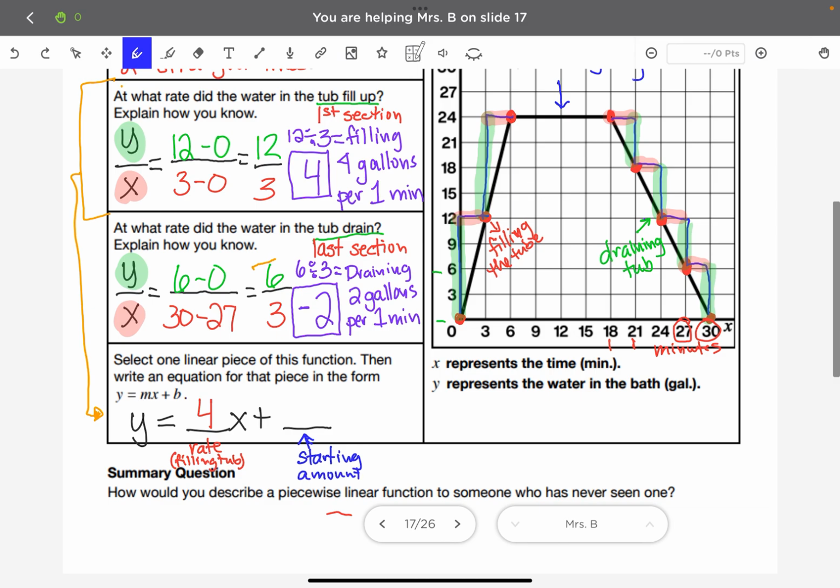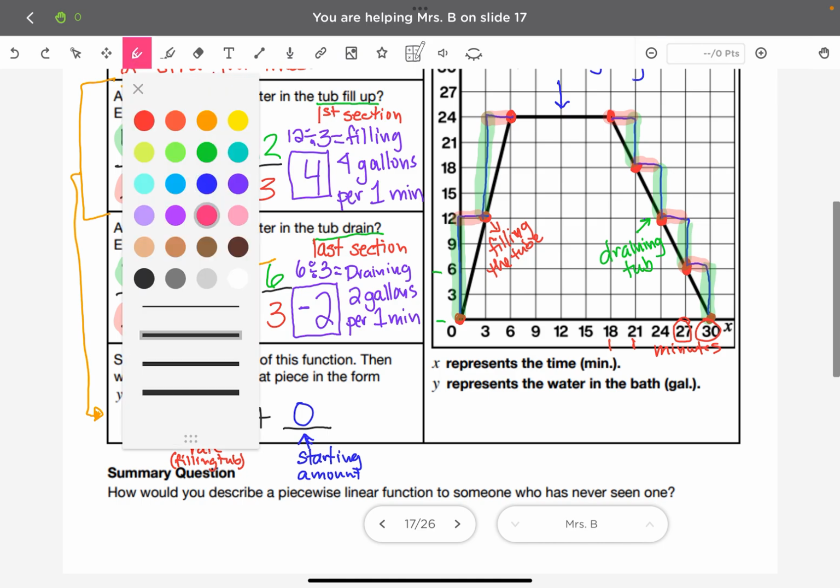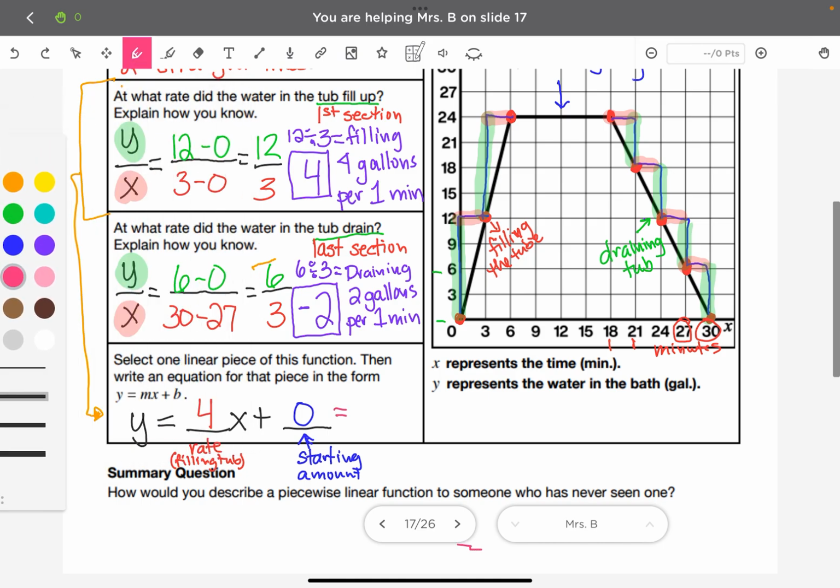So in this case, that section of line started at the origin, so it's going to be a starting amount of 0. So my equation for that first section is going to be y equals 4x plus 0. I could also rewrite that equation if I wanted to as just y equals 4x. I can leave off the section of plus 0 because it represents the same thing.